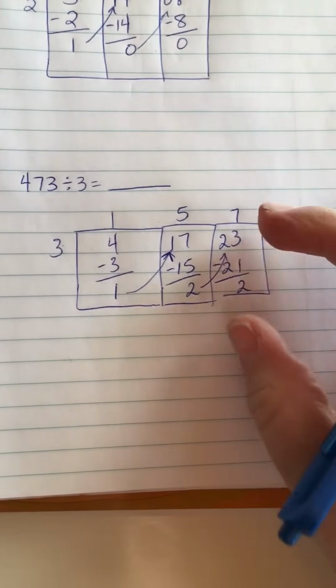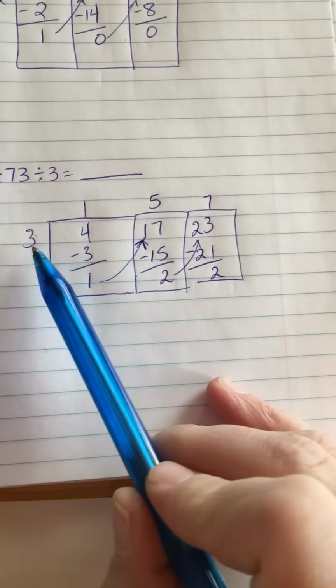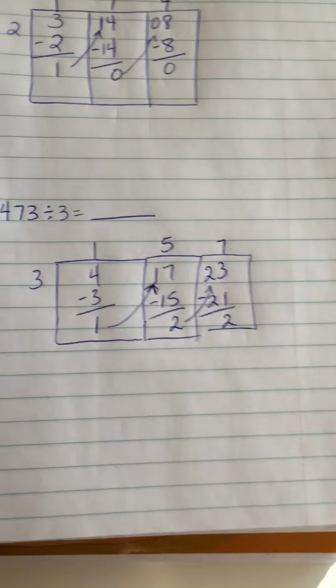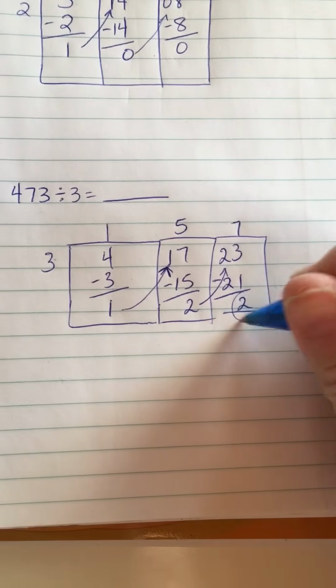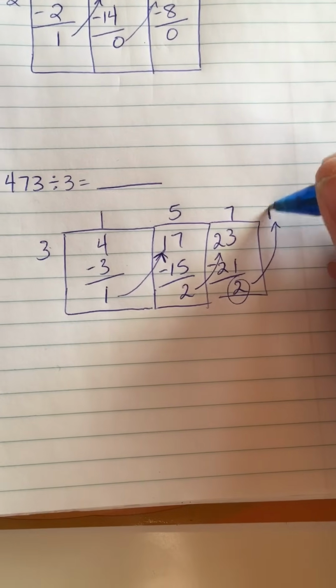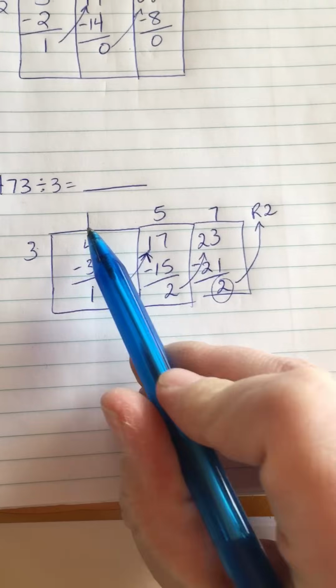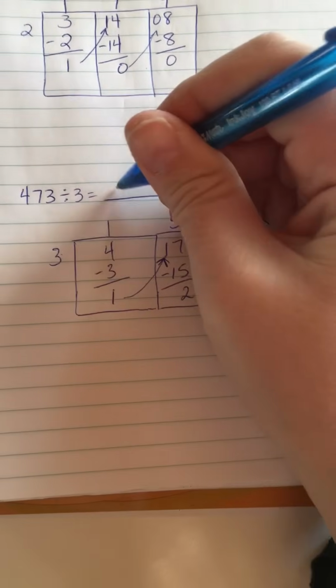Now there's no more spots on our grid. We know that 3 cannot go into 2 at all, so we're finished our equation. This 2 becomes our remainder. So our quotient is 157, remainder 2.